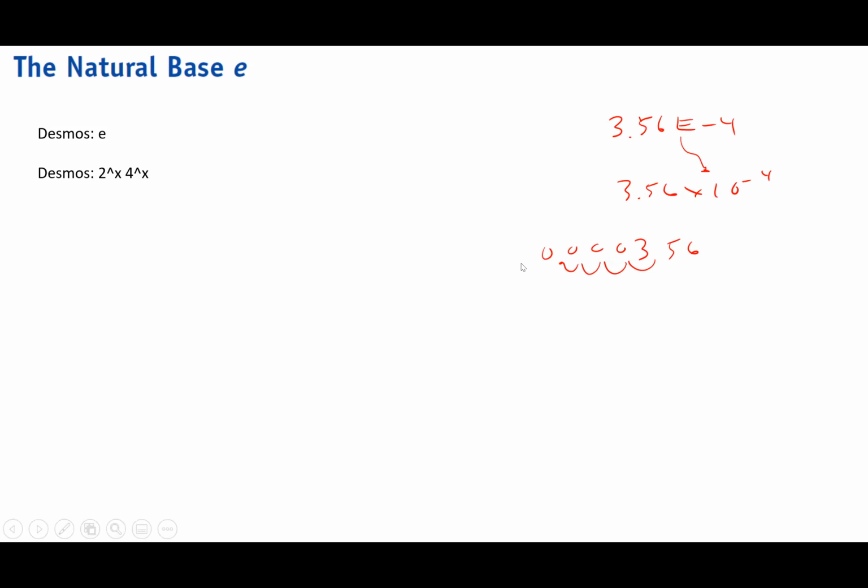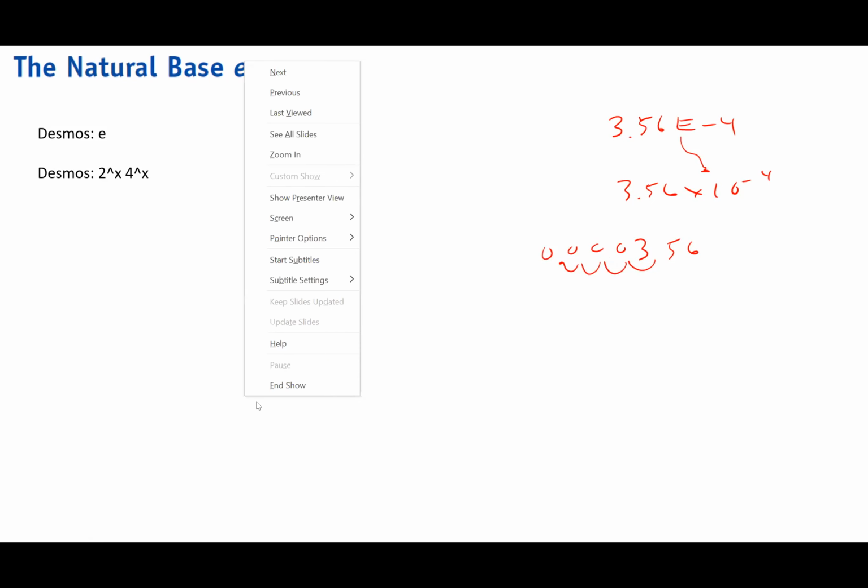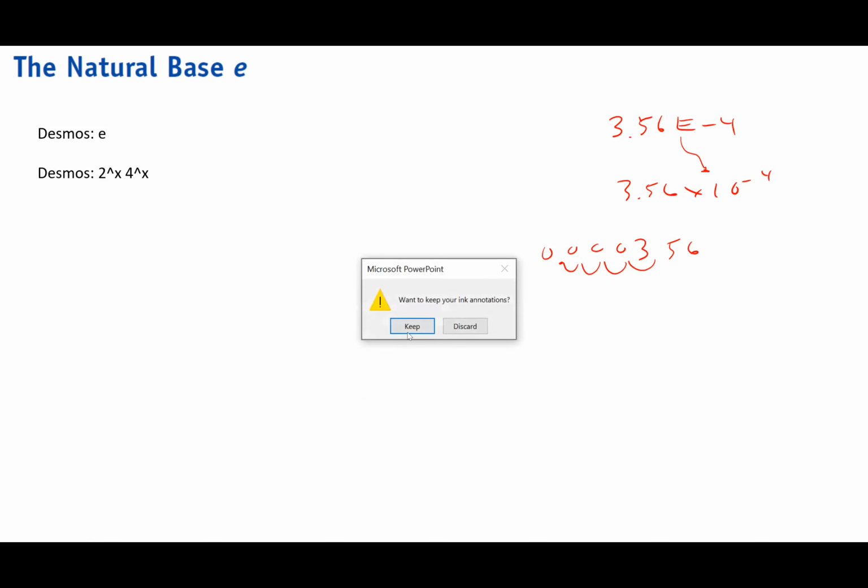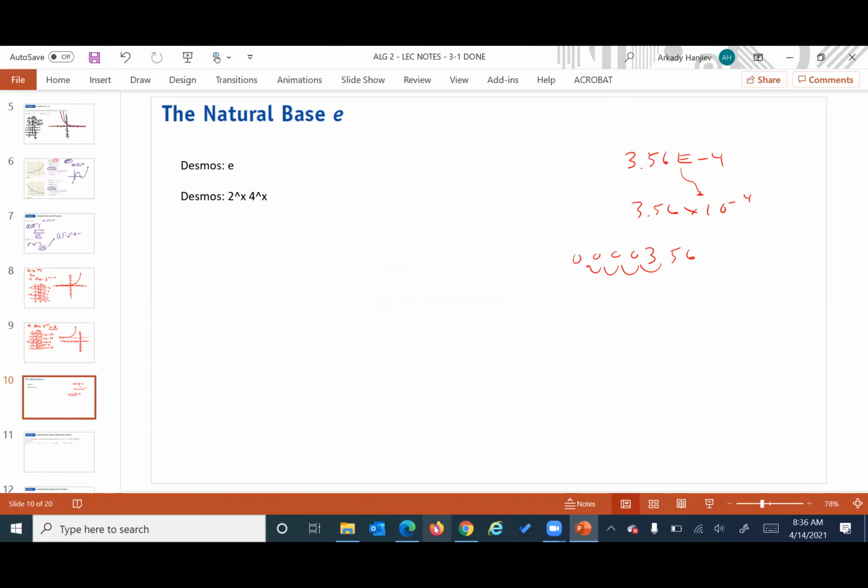Okay, so let's do this here. e is a pretty cool number here, but let's go to, I'm going to get out of here. I think I can do it on this one. Yeah, do this one here.